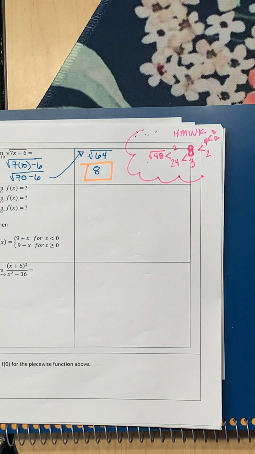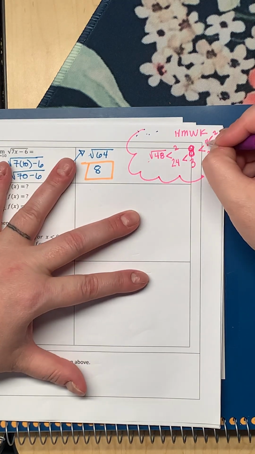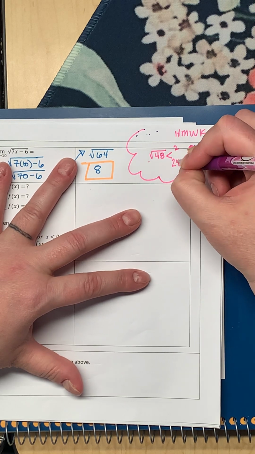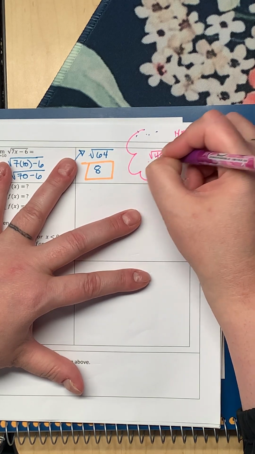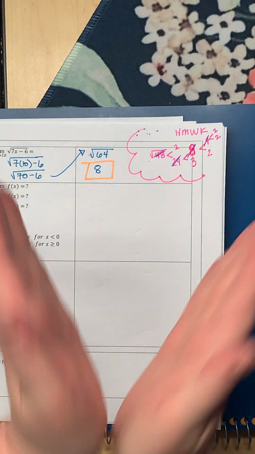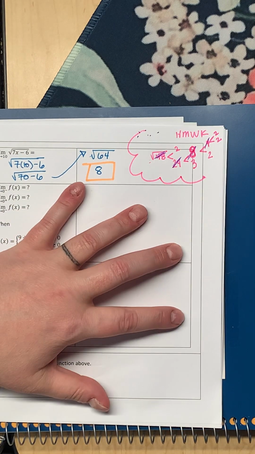Okay, now I'm going to cross out what I broke. So that 4 got broken, goodbye 4. Cross out that 8, goodbye 8. Cross out that 24, goodbye 24. Cross out that 48, goodbye. So you cross out everything that you broke up into multiples or factors.